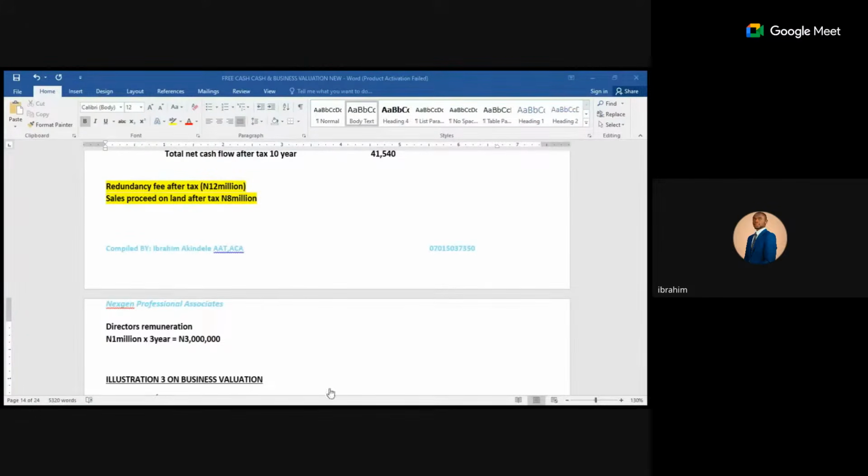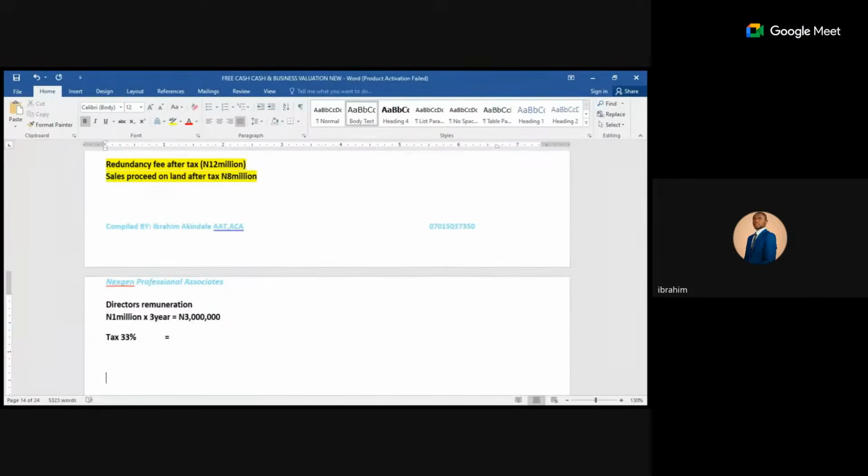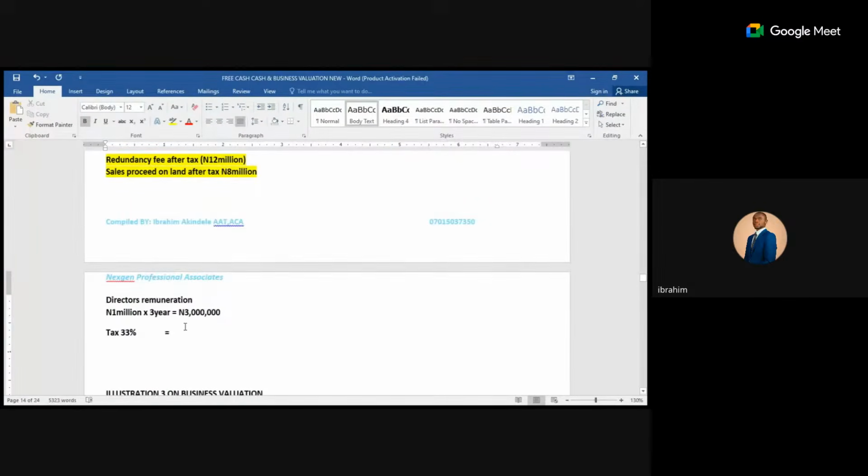Okay, so we have to charge tax on this. So what is the tax? 33%. So we can have the net. Of course, they have to pay tax. It will be net because it will be an inflow, right? So what do we have? 33% of 3 million. What do we have? Quickly, please. 990,000.